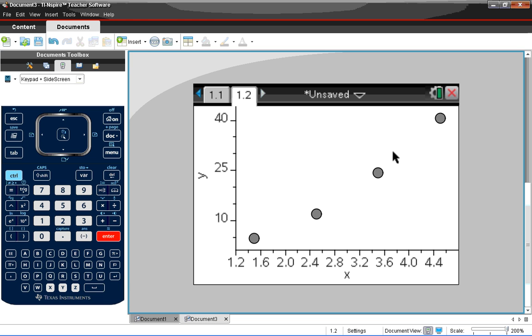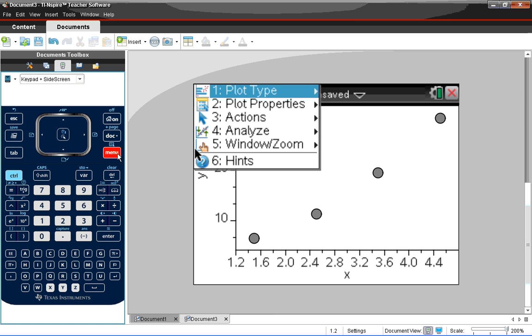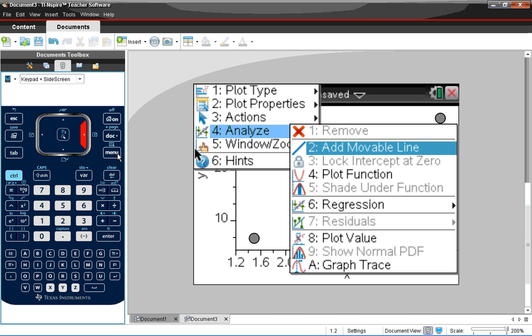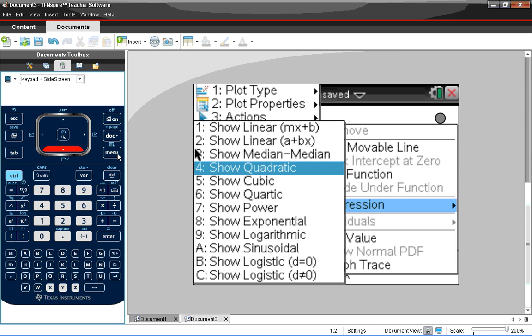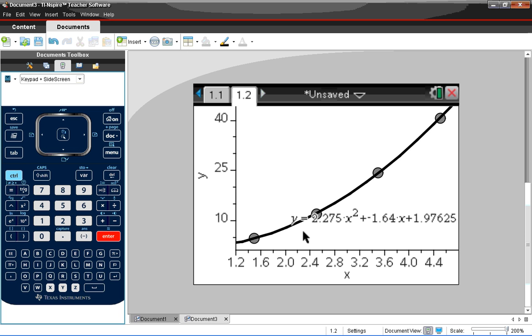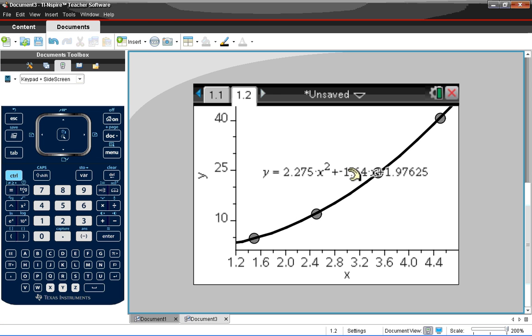Of course all we're working on is quadratic, so we're going to go to Menu, Analyze, Regression, and Show Quadratic. And you can see here that we've got our equation, y equals, and the review sheet asks for you to round to the hundredths place, so 2 decimal places. So let's switch back over to the worksheet.